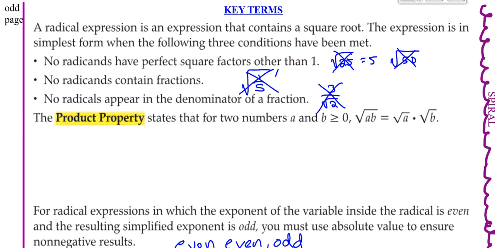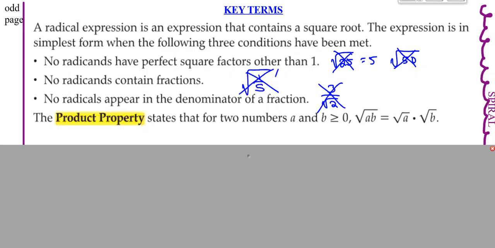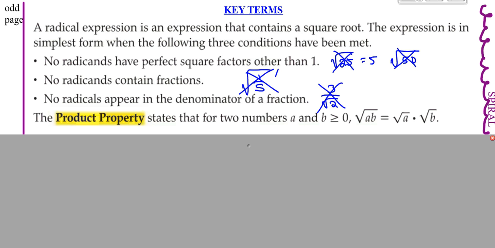Here's the key terms page, and I will go through that a little bit with you. If we were all here together, I would have students read it, but I will just read through it. A radical expression, and this is on a handout, you should have the handout. You're just adding in the things that I added in with marker on your handout, and then this can go on your key terms page. A radical expression is an expression that contains a square root. The expression is in simplest form when the following 3 conditions have been met.